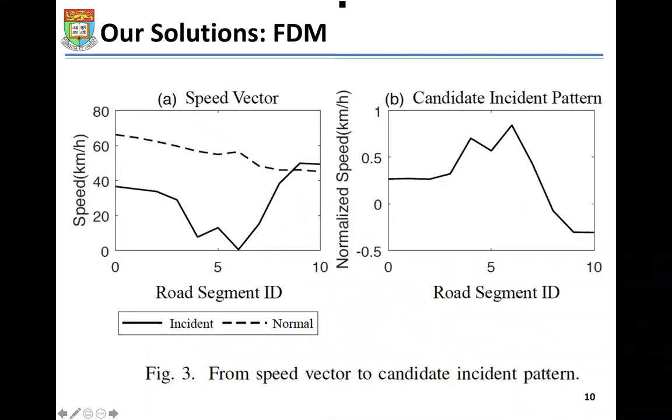In figure 3a, the dashed line represents the normal speed vector, while the solid line represents the incident speed vector. In figure 3b, the line represents the candidate incident pattern, which is obtained from the difference between the normalized normal speed vector and the normalized incident speed vector. From figure 3b, we can see that the candidate incident pattern first increases in trend, then fluctuates a little, and finally decreases.